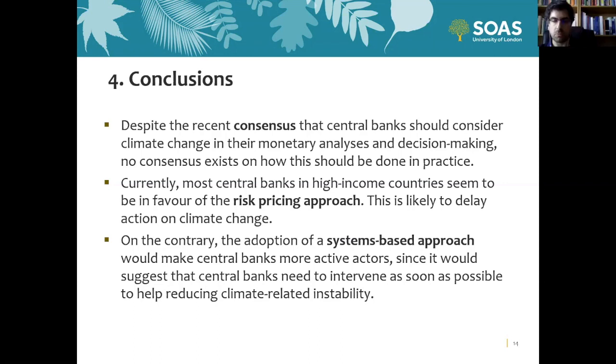If we use a systems-based approach, the starting point is that central banks are part of the system. We need, of course, to point out that they cannot replace any kind of fiscal policy or industrial policy, but they also need to contribute to the change that we need.